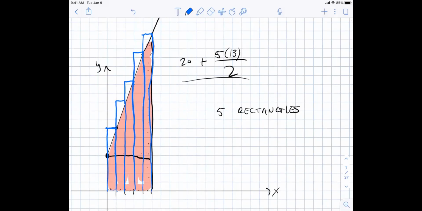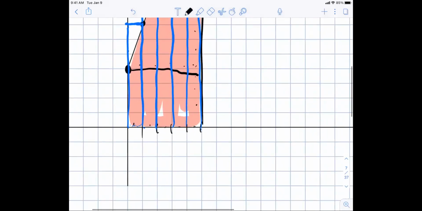Okay, so we could use the graph to get these heights, but my drawing's not perfect. There's a little bit of error. Let's look at what these heights actually should be. So first, this is 1, 2, 3, 4, and 5, right? Those are my right endpoints for each of these rectangles.